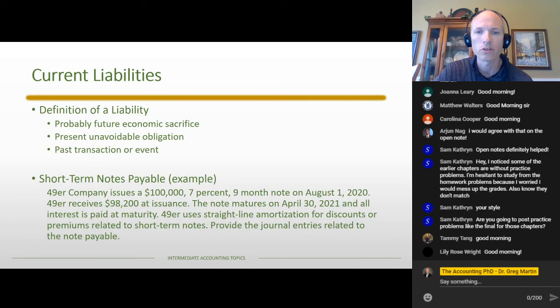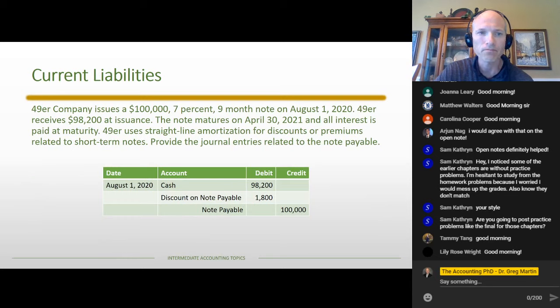And so let's walk through the journal entries related to this note. Again, just rehashing the information. Hopefully the issuance is not too hard. They receive cash, $98,200. The note payable is carried at its face value of $100,000. And so if there's a difference between the cash issuance and the face value, that difference is a discount. And what that means essentially is the 7% interest in this case is insufficient to give the market what it desires, and so they're not going to give you a full $100,000, and that's why it's being issued at a discount.